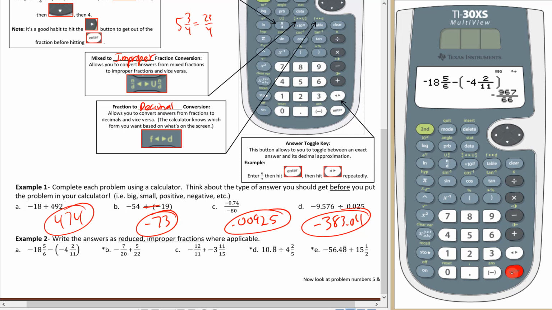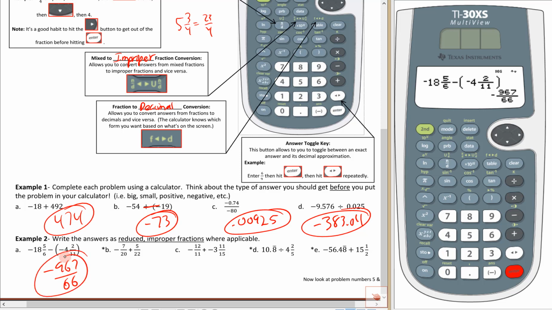So let's hit enter. And notice what it does here. It gives us an improper fraction, which is what we want. Once we get past elementary school, we like improper fractions. We like reduced improper fractions. We don't like working with mixed numbers. They're kind of a pain. So we end up with negative 967 over 66.